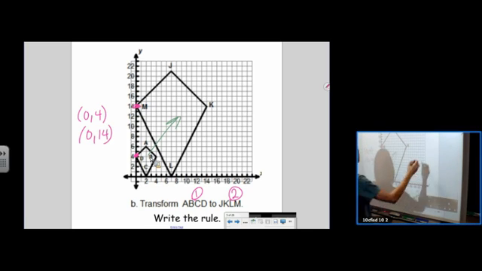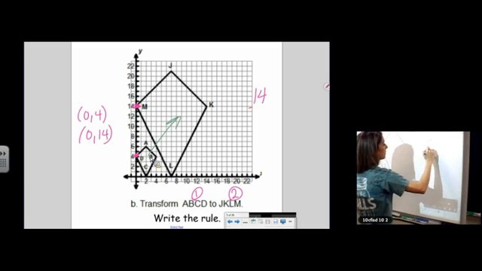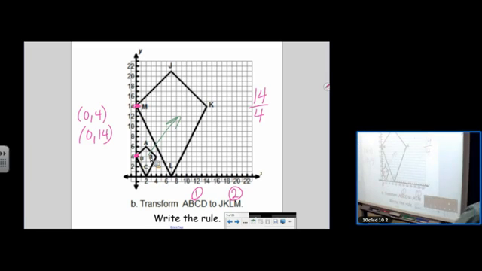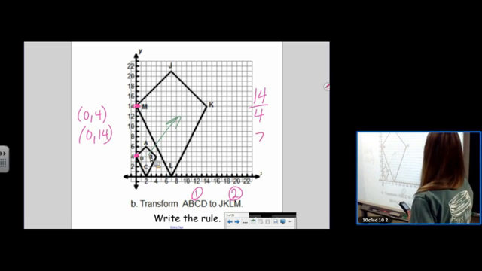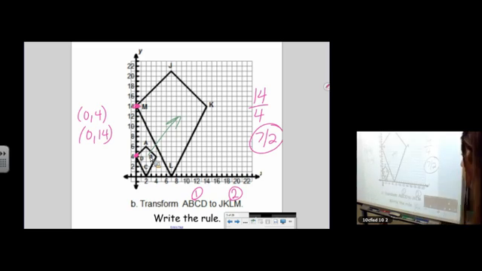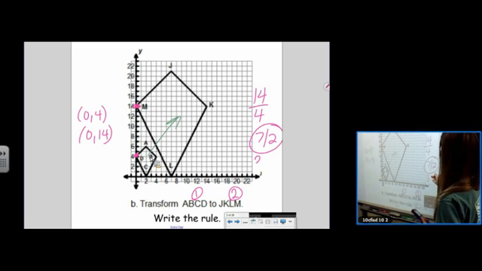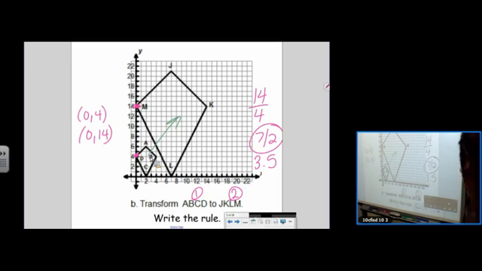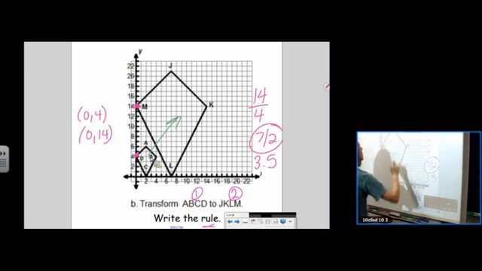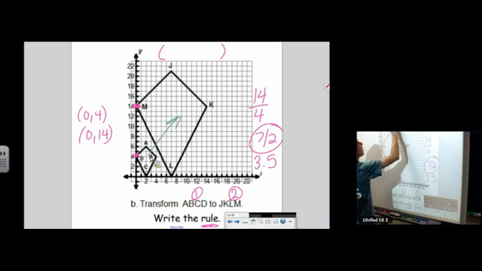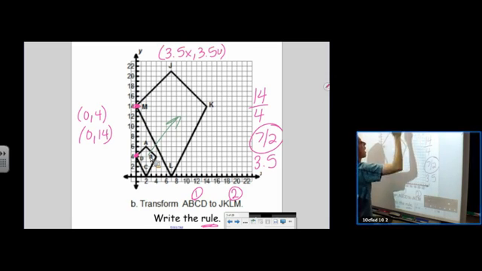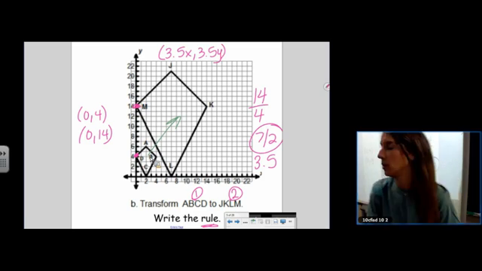Second over first, second over first. So we do 14 divided by 4. We don't keep it like that because that is not a reduced fraction. So we divide that in our calculator. We do math, enter, and the scale factor is 7/2. You could also write the scale factor as 3.5 as well. Those are the same number. So the rule could be xy becomes 3.5x, 3.5y. That would be writing the rule.